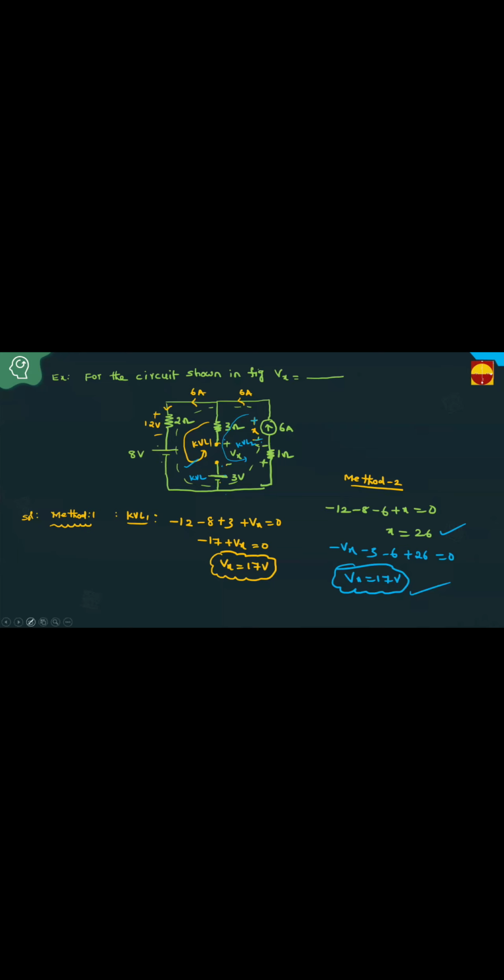Can you try this? One more example. This is 2 ohms, plus minus. This is 3 ohms. This plus minus is V1. This is minus plus V2. Find V1. Find V2. Can you try this? Simple question. And this is given, 20 volts.